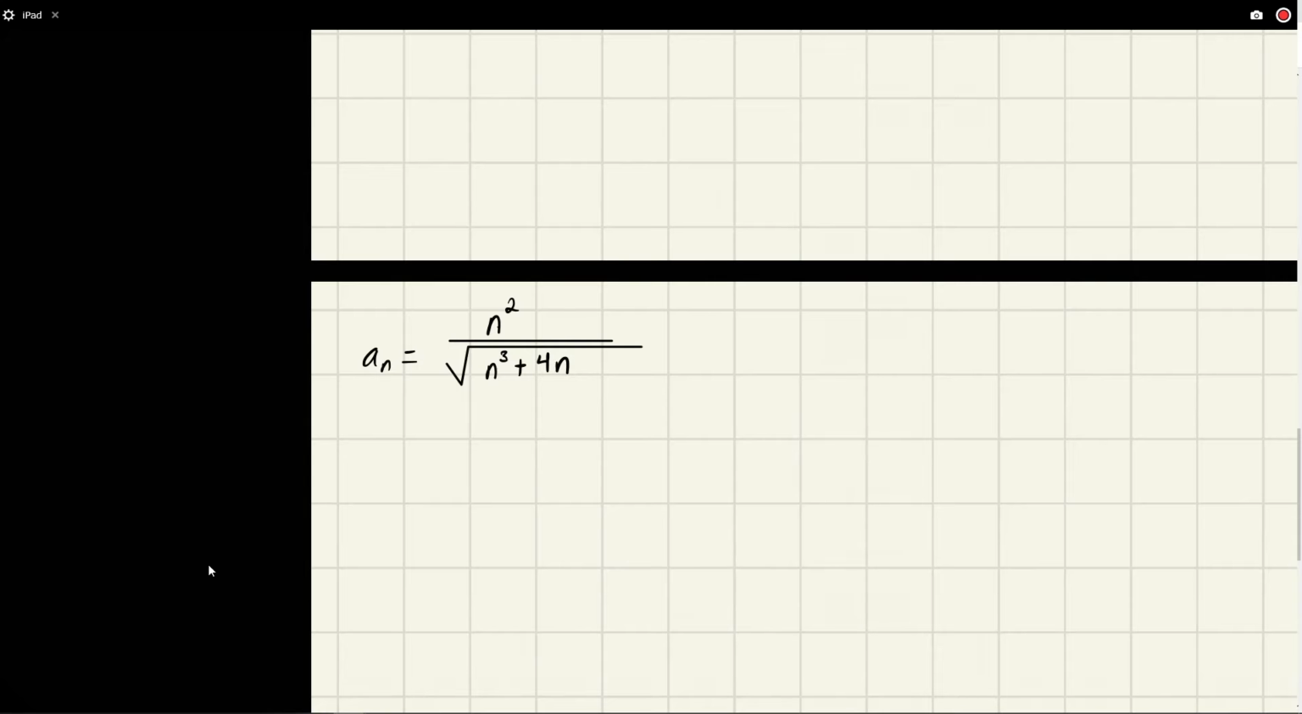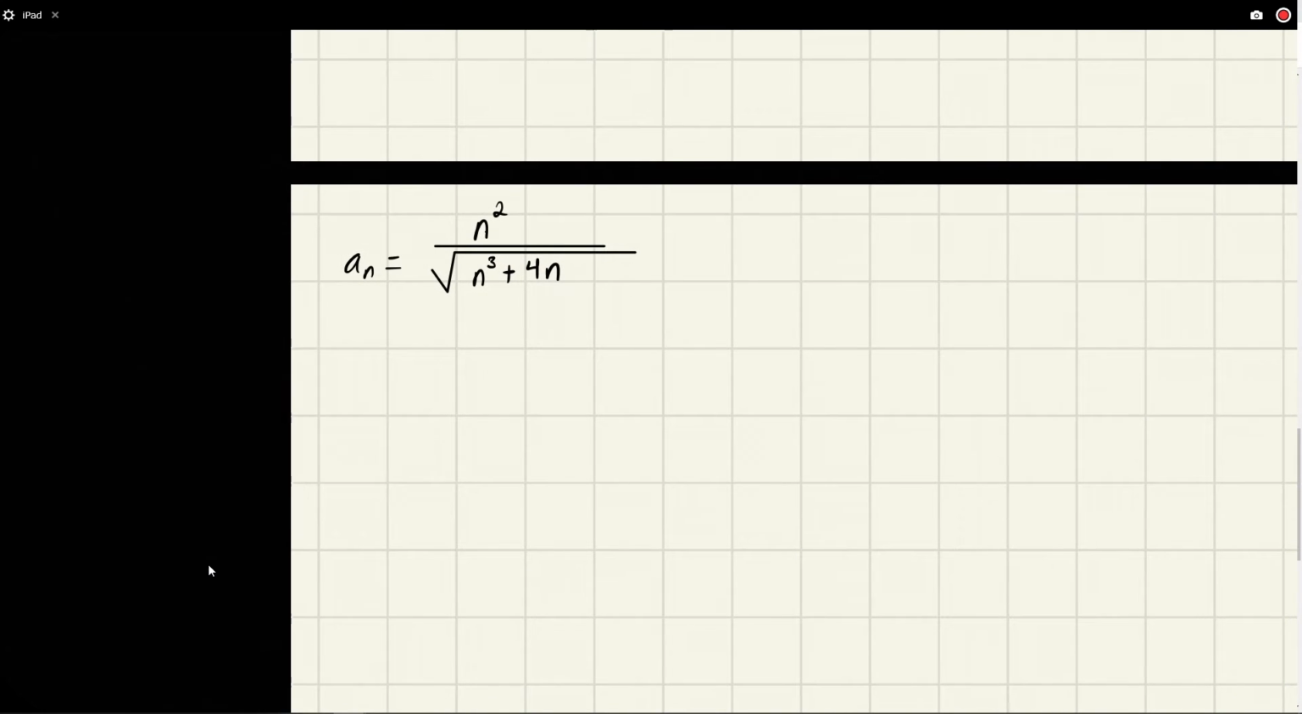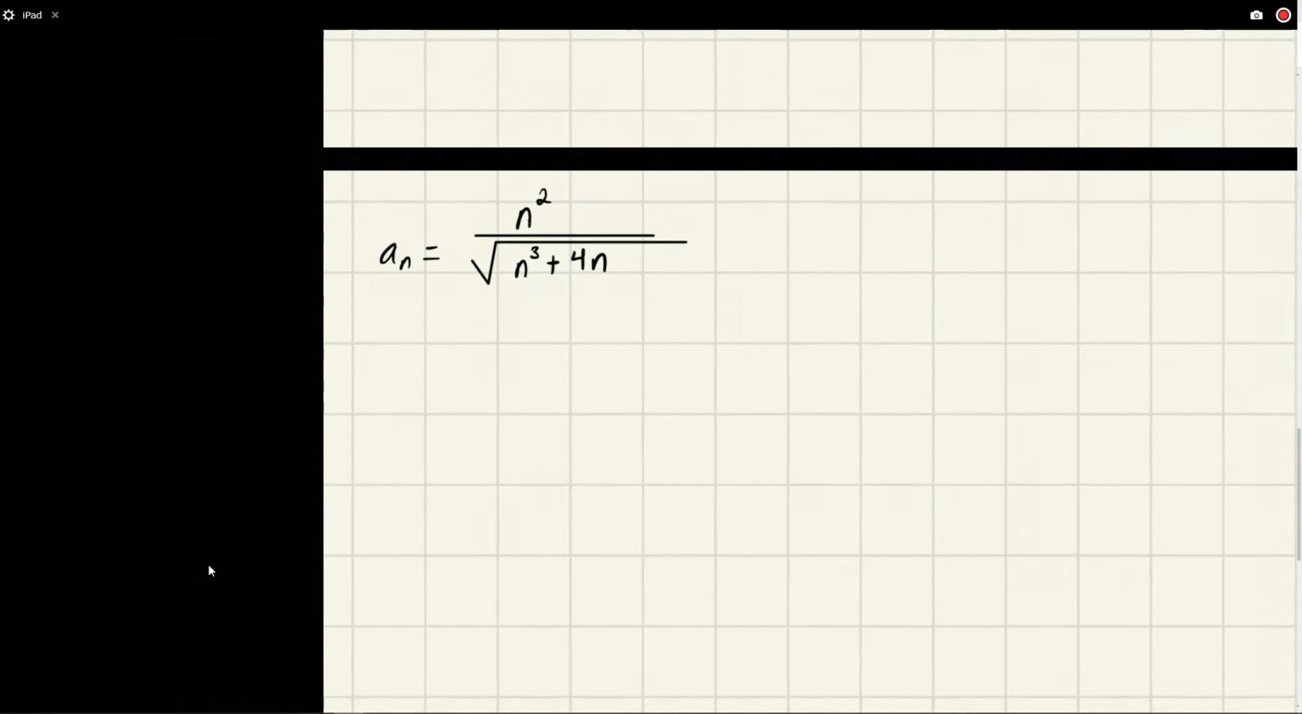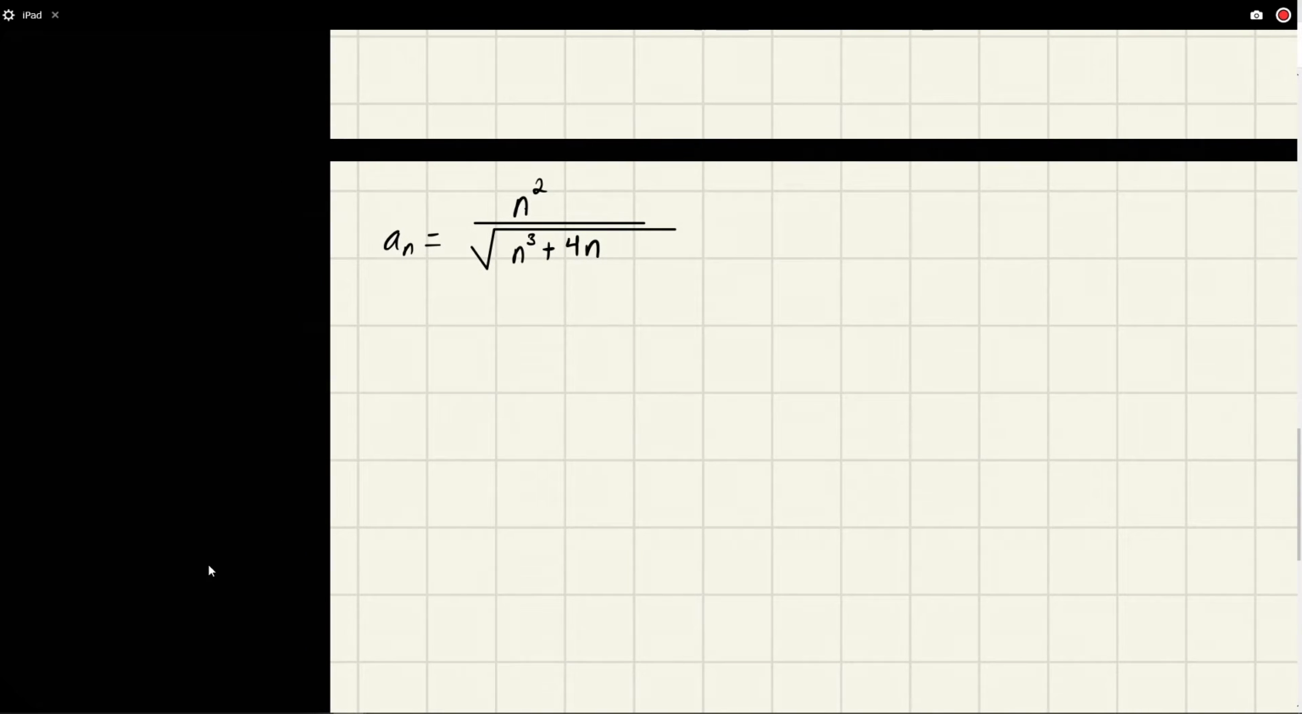Eric Burgess here, and we have been given a sequence n squared over the square root of n cubed plus 4n. So again, we're just looking to see if it diverges or converges, and if it does converge, what number would it converge to? Now, looking at this, pretty clear case of a divide by n strategy.